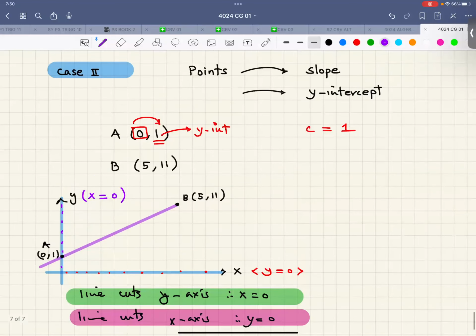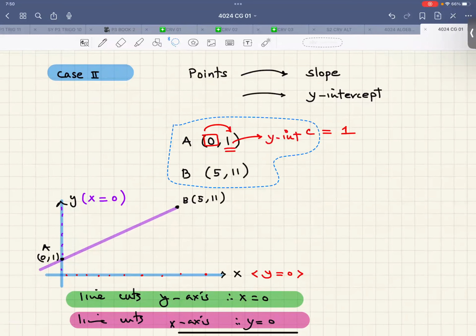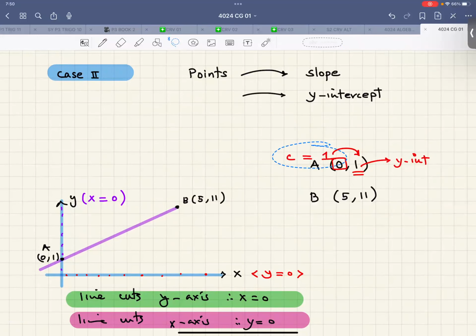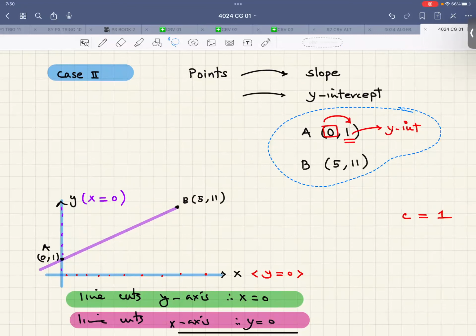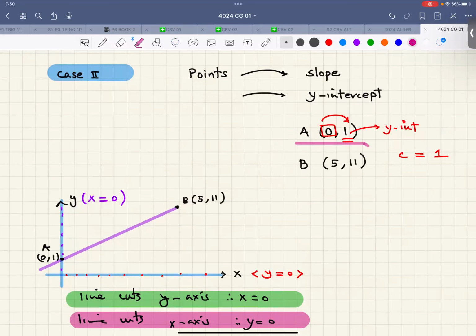So coming back to this question, if I have these 2 points given like this, let me just grab it and write it over here. We have the point A, we have the point B. We got this idea that if this point is given, the y-intercept is c equals 1. So therefore, this is obvious.